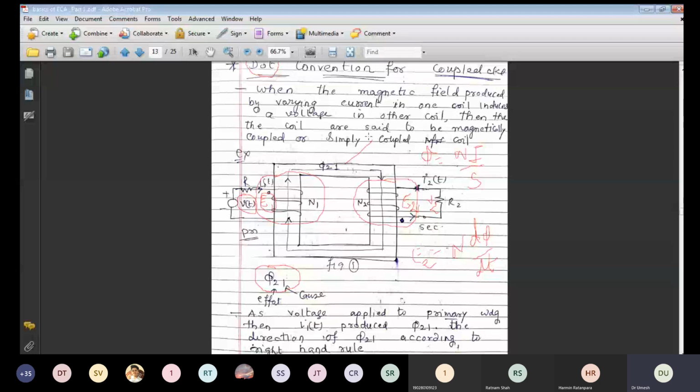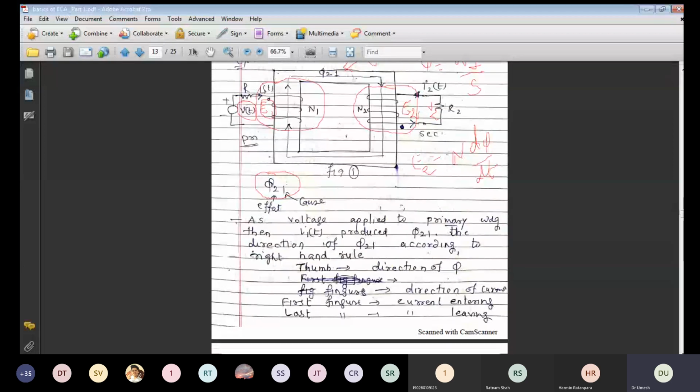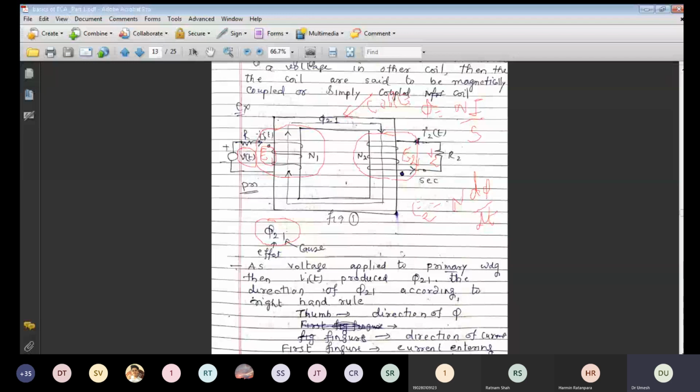This is known as core. This part is known as core. That is core, meaning both windings are connected with the magnetic circuit. That magnetic circuit is the core winding. Right. Now, how can we put the dot?